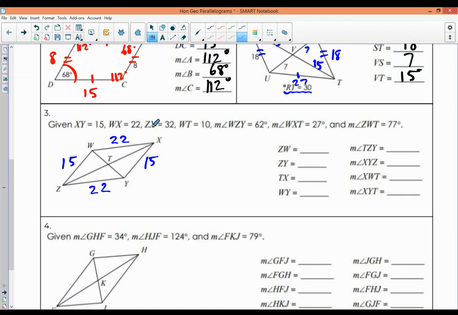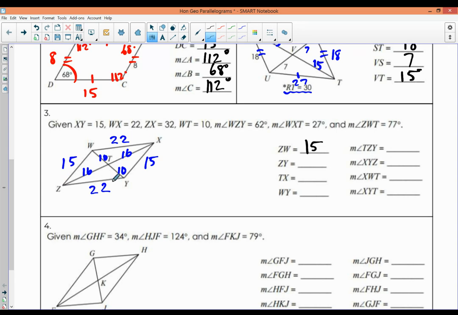ZX is 32 here. So I can split that in half. 16 and 16. WT measures 10. So that's 10 and 10. So let's just do all of our side lengths first. So these four here. So the measure of ZW is 15.